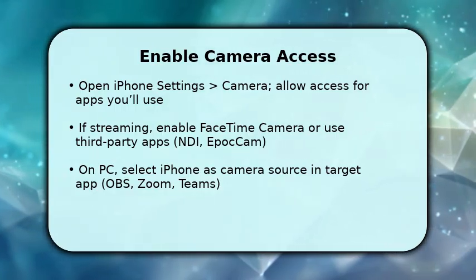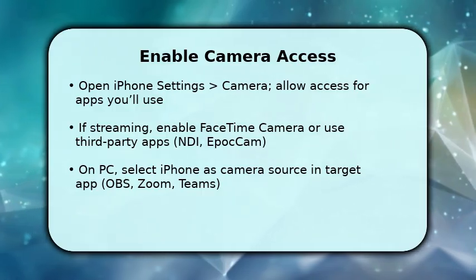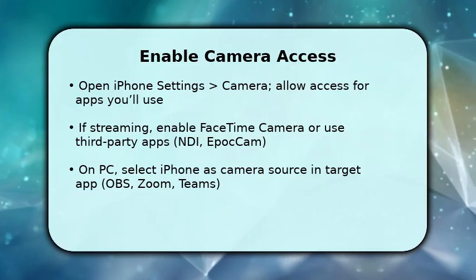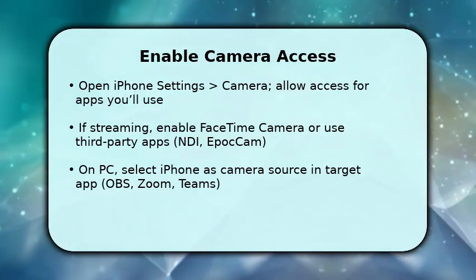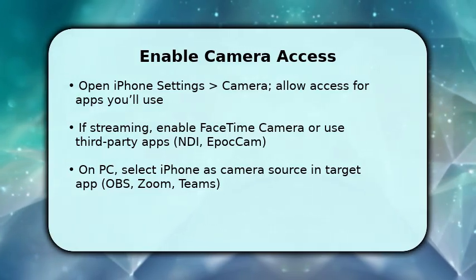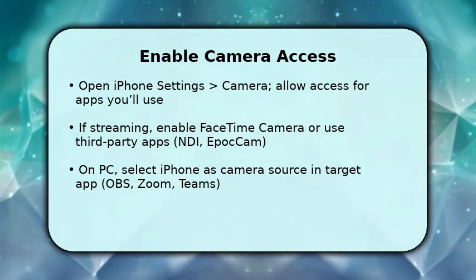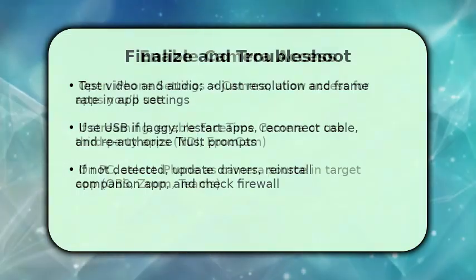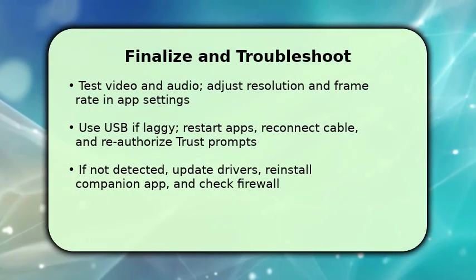For live camera use, install a companion app on both devices, NDI or EpocCam, then enable camera permissions in iPhone settings camera so the app can stream. On the PC side, open your target program and select the new virtual camera device. Make sure both apps are on the same network if using Wi-Fi streaming. Wired gives lower latency. To finish, you test the camera feed and tweak resolution and frame rate for stable performance.